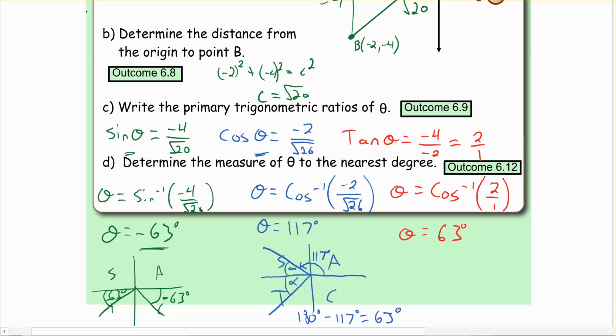And then this one, so where is tangent positive? According to my CAST rule, it's positive here and there. So it had there and it had there. And it told me that it's 63 degrees. So what it really told me was this angle, right? It went up positive 63 degrees from there to there. But I know that that's the exact same thing as this because they're the same reference angle, right? So this is 63 degrees. So in the end, all ended up being 63 degrees.